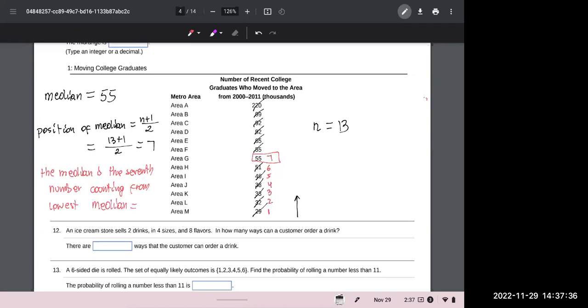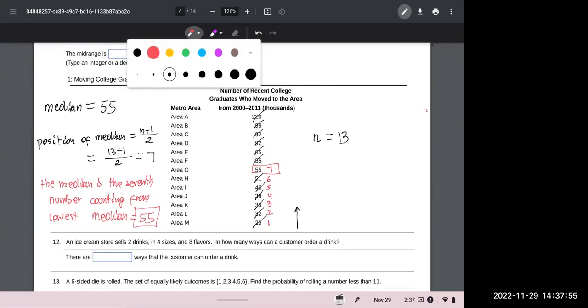So median is equal 55. Okay, that's the median. If you will have two numbers in the middle, to find that median, you will add those numbers together and divide by 2, the way we did it in the class. So that was median.